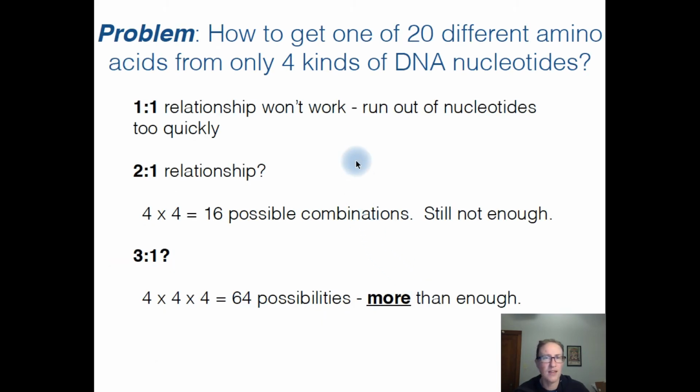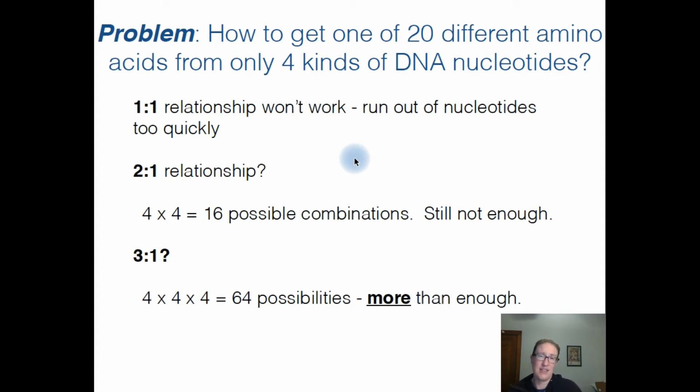With all of this, there's something of a problem. We've got 4 different kinds of DNA nucleotides, A, T, G, and C, just for shorthand. But we have 20 different kinds of amino acids. So the question is, how do we get one out of those 20 types of amino acids from just 4 kinds of DNA nucleotides?